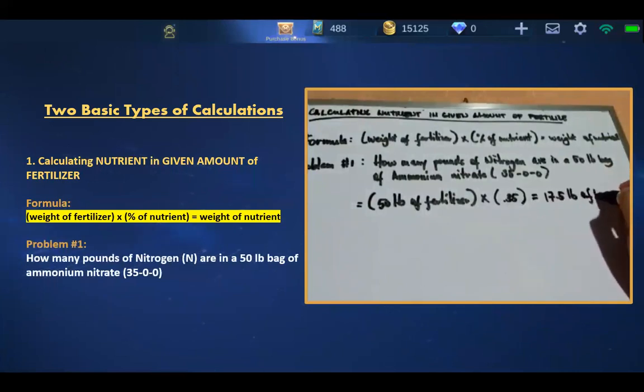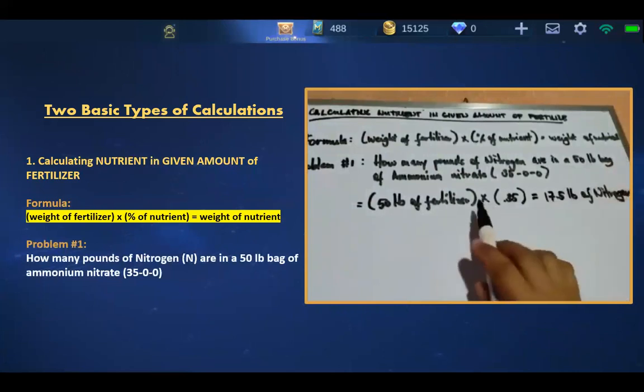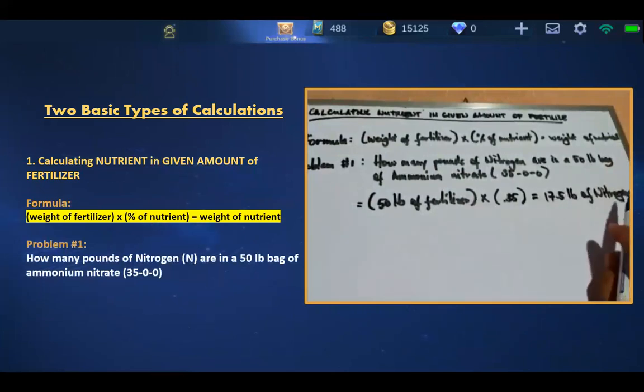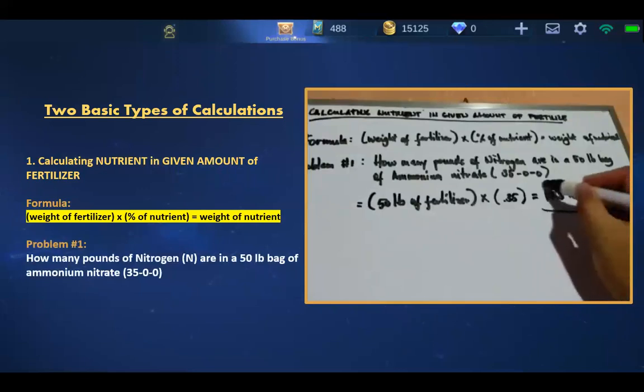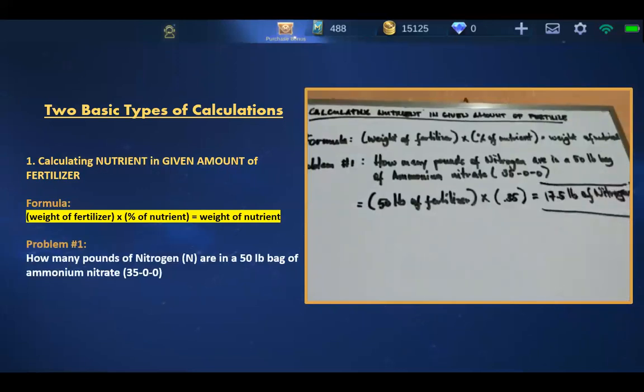of nitrogen in the ammonium nitrate. So this is our answer for this problem.